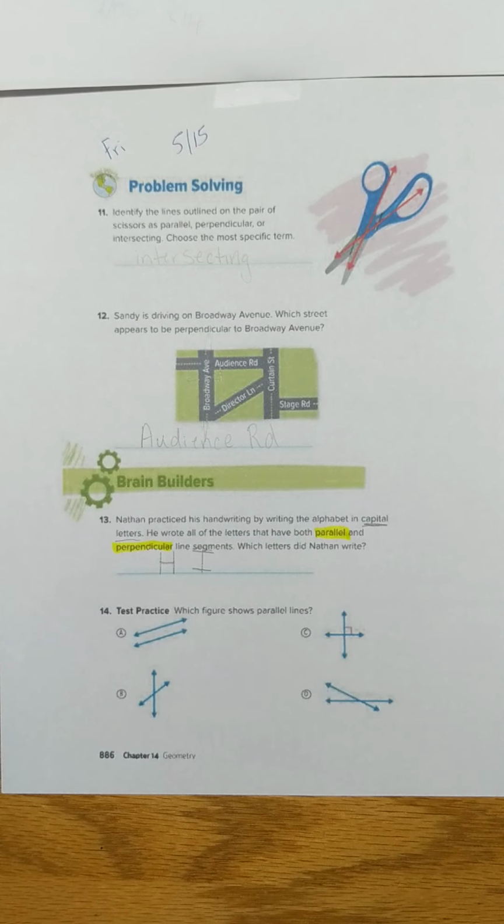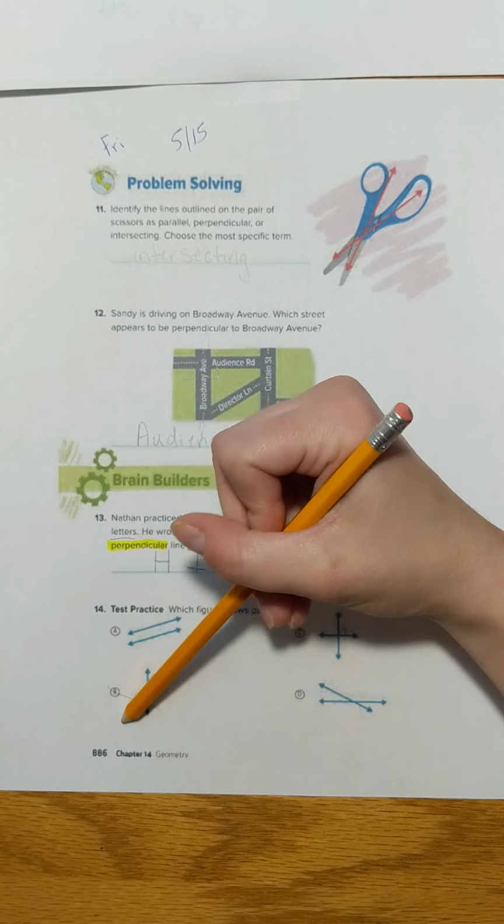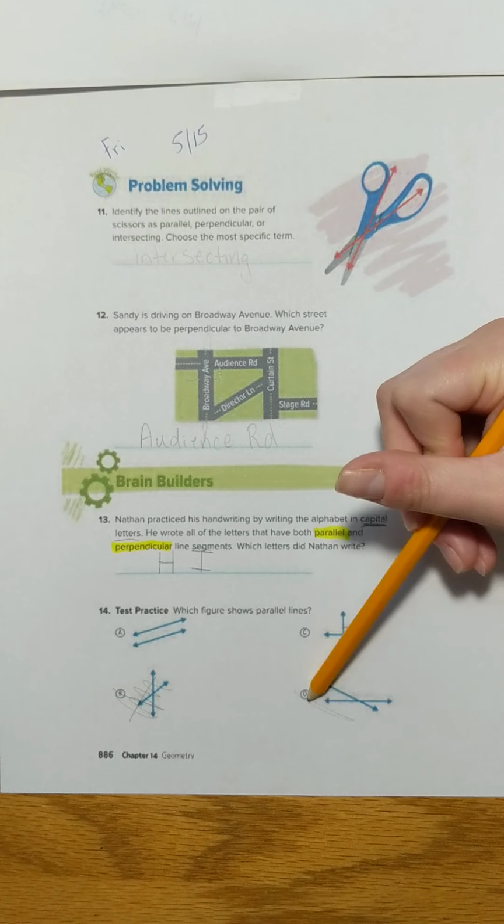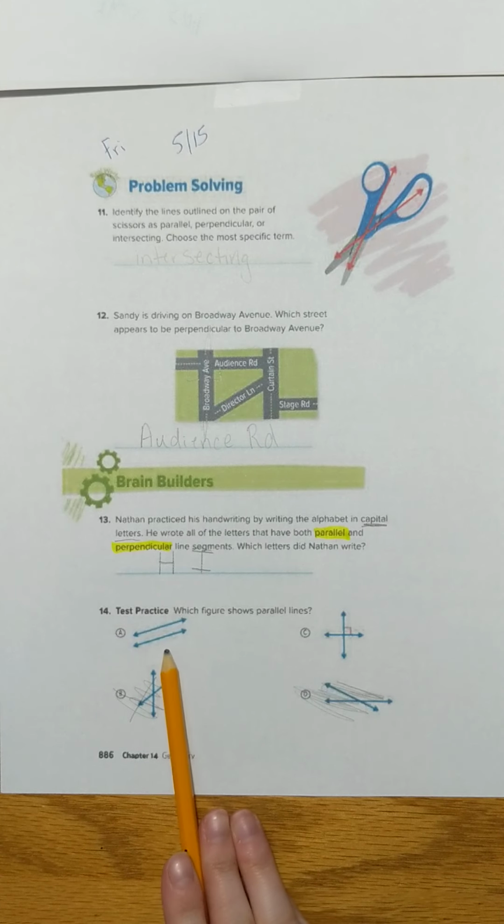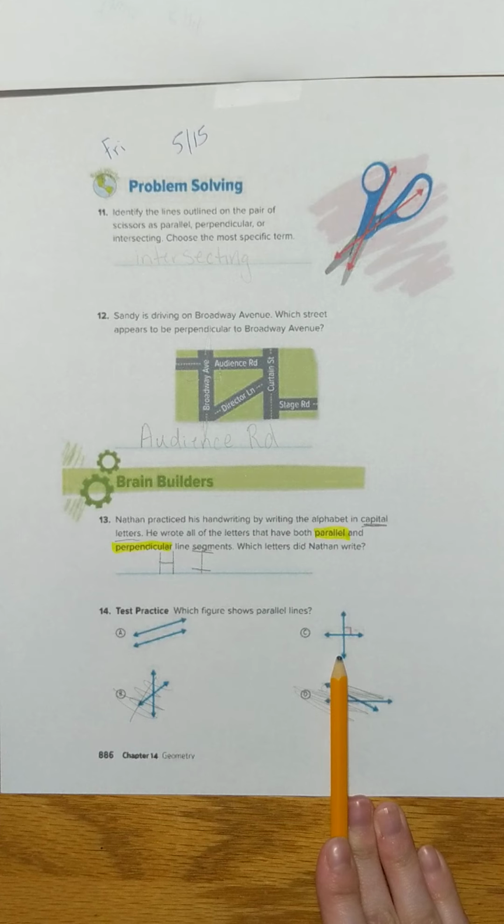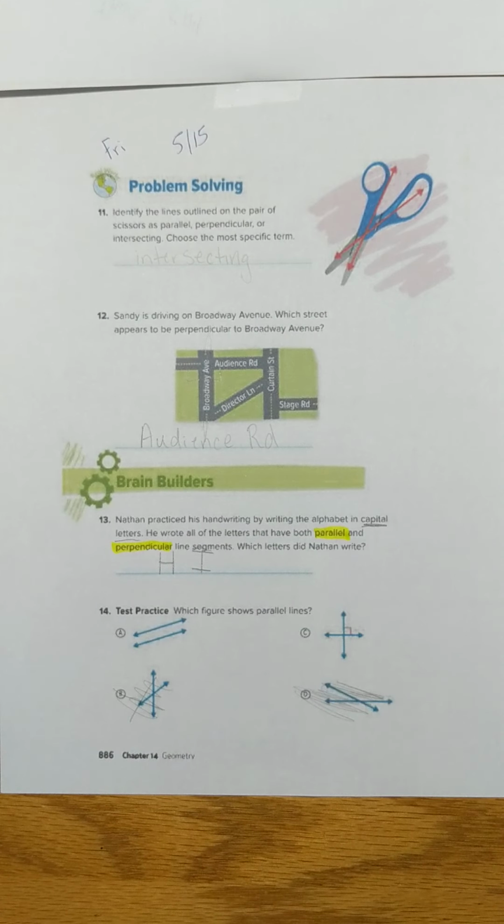Okay, number 14, test practice says, which figure shows parallel lines? So I'll give you a hint today. Cross out B, cross out D. So is this a set of parallel lines, or is C a set of parallel lines? You choose your answer.